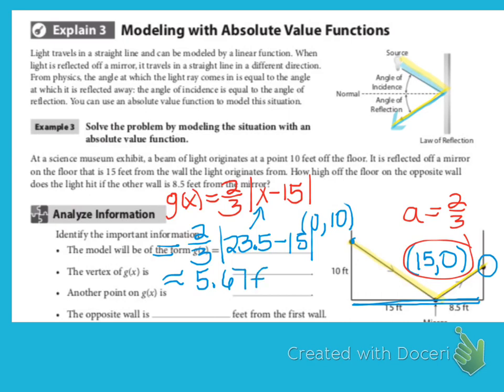5.67 feet. And that makes perfect sense if you look at the scenario. It is going to bounce up a little lower, quite a bit lower actually, on the opposite wall, because it hasn't had a chance to travel horizontally that full 15 feet that it needs to. And so it hits the wall at about 5.67 feet.